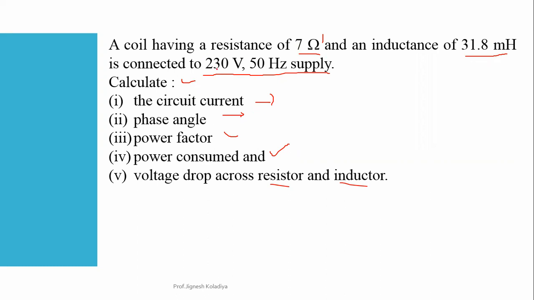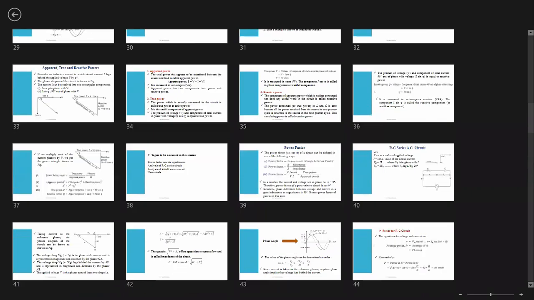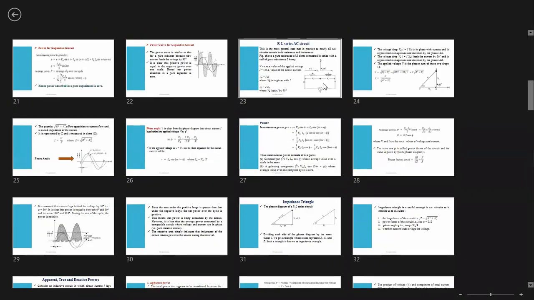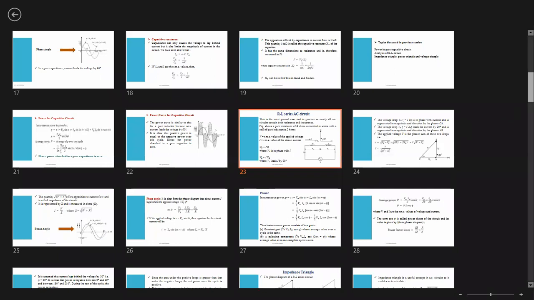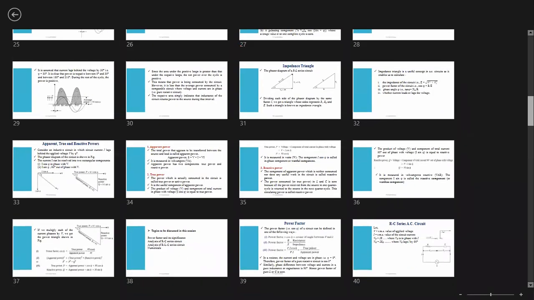Supply voltage 230 volt 50 hertz is given. So can anyone tell me which voltage is mentioned? 230 volt means it's an RMS value. If nothing is specified, you have to consider 230 volt as the RMS value, because in theory we have considered the applied voltage in terms of RMS value. So if nothing is specified, you have to consider the given voltage is an RMS value.